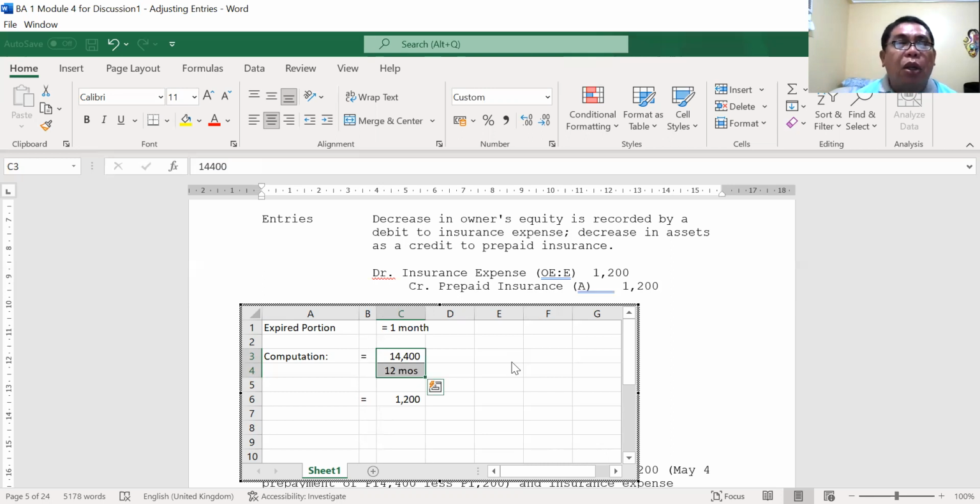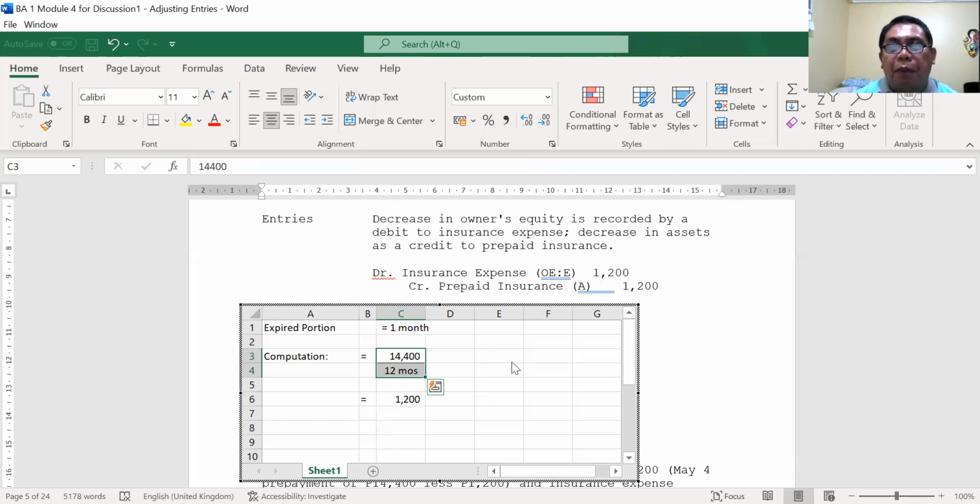But for example, if it is May 1, take note, class, that the adjusting entries are not really made on a monthly basis, unless the business uses a computerized accounting system that will generate the adjusting entries automatically. If they prepare financial statements on a monthly basis, then you need to prepare the adjusting entries monthly. But if you are manual, you prepare the adjusting entries on a yearly basis. As I've said, it is always prepared at the end of an accounting period.